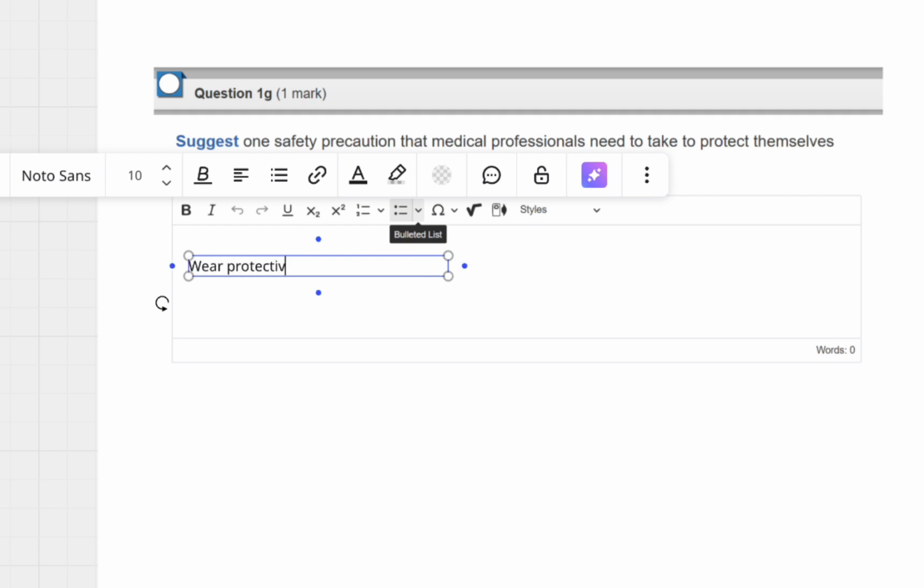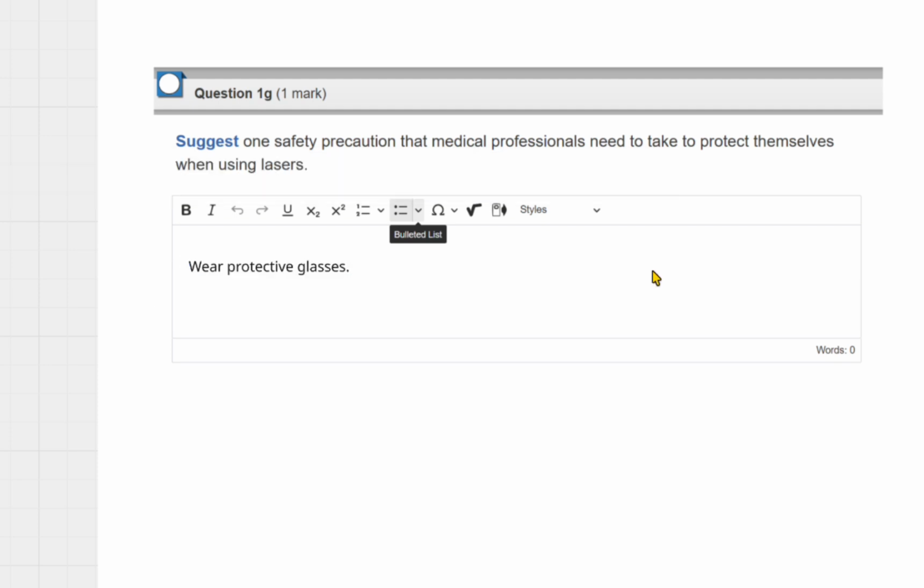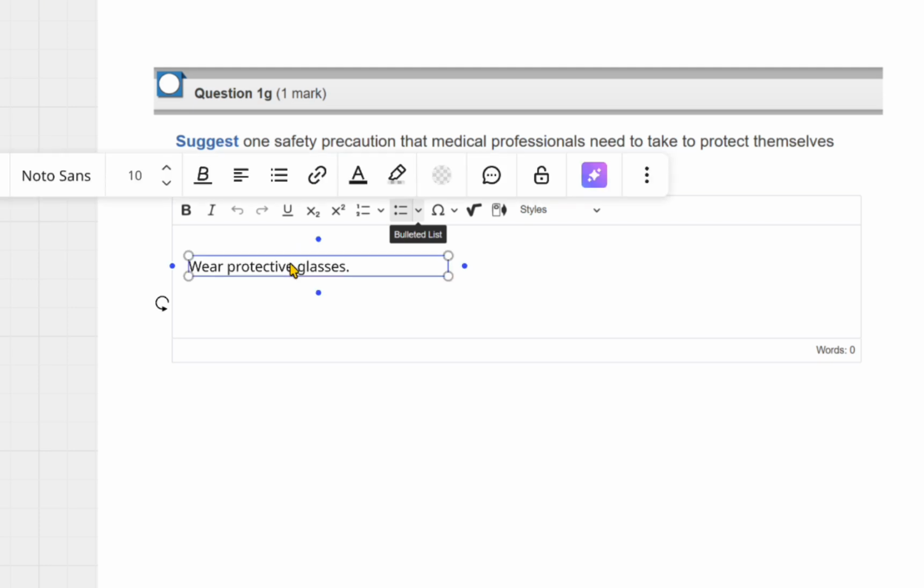Wear protective glasses. They just need to wear protective glasses to protect themselves from lasers, and that is one suggestion. That is one safety precaution. There are multiple others that you may think are right, so you can just write them down as well. When you're answering this question, you have to be very practical and get to the point. No blabbering, it's just 1 mark. So just think with common sense and you get the answer. That's it for question 1G.